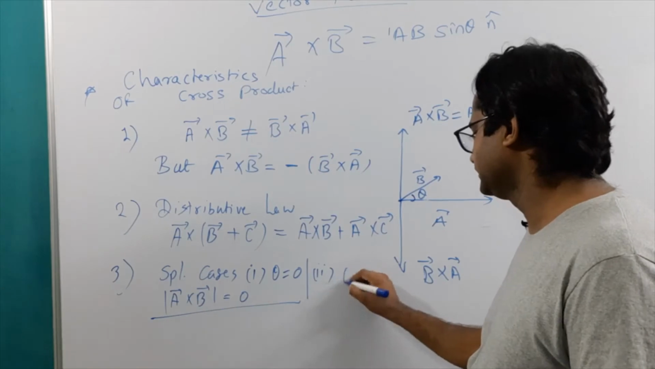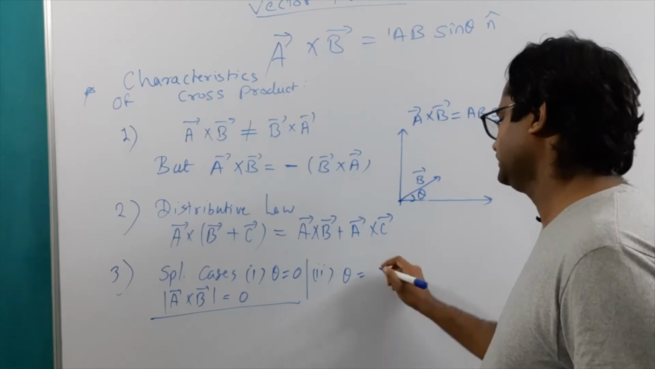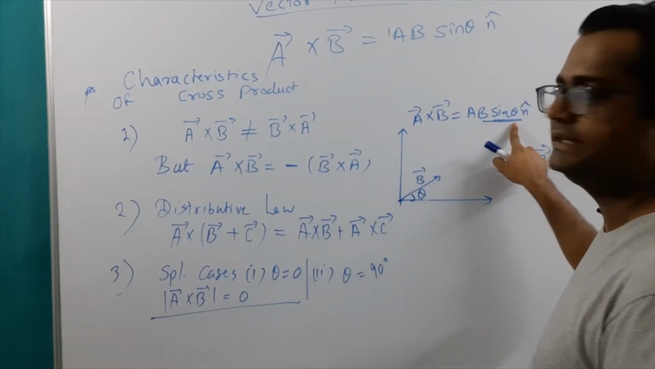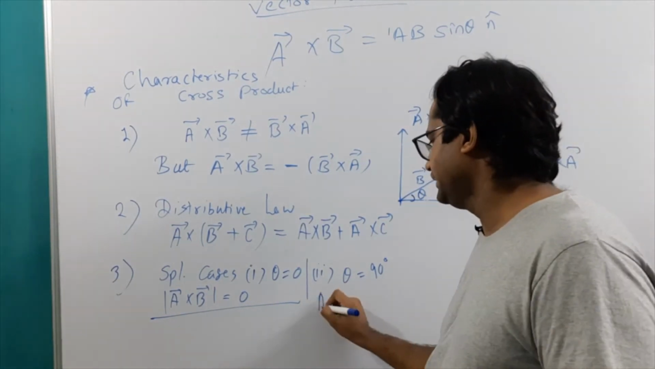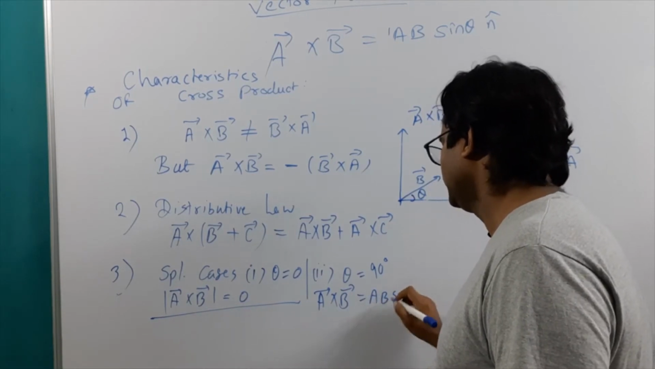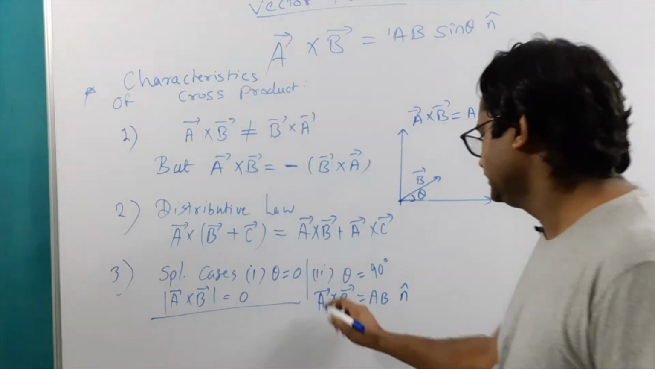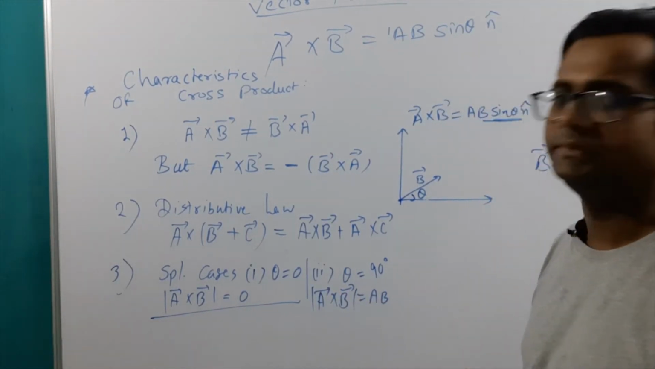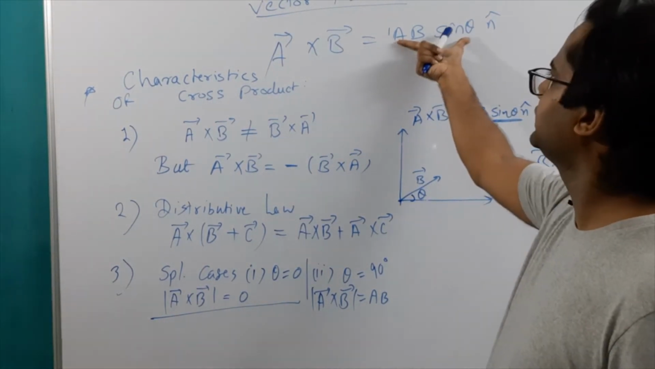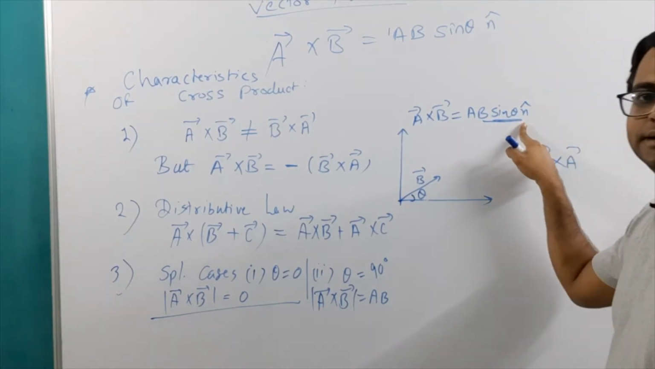If theta is, let us say, 90 degree. Okay, let us take 90 degree as theta. So sine 90 is 1. So what we get is a bar cross b bar equal to a b sine 90. Sine 90 becomes 1, so this will be a b n cap. Or we can say this magnitude is equal to a into b. This magnitude of a bar cross b bar is equal to ab. Remember that this part is magnitude, and this n cap is direction. Unit vector gives us direction of a vector.